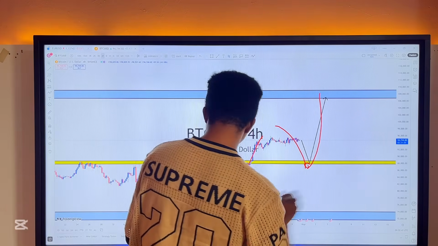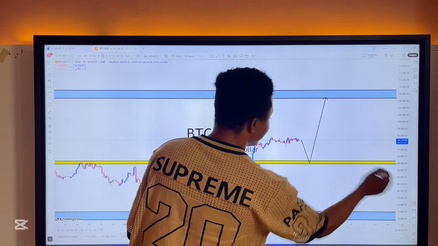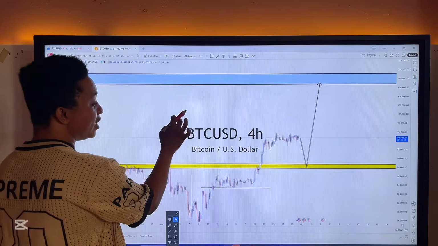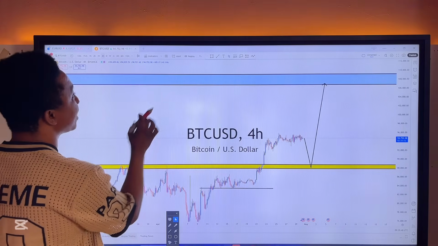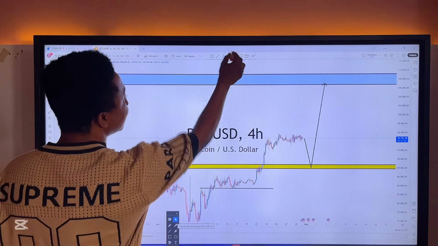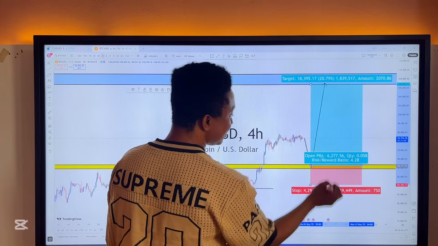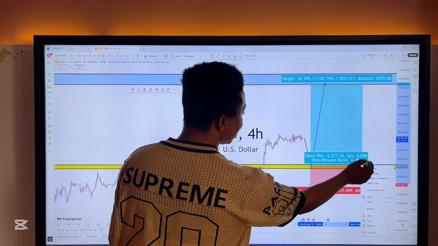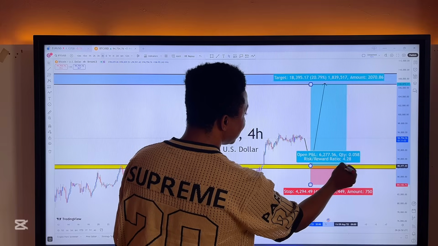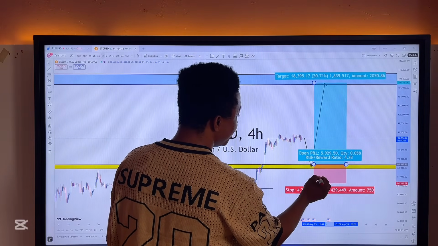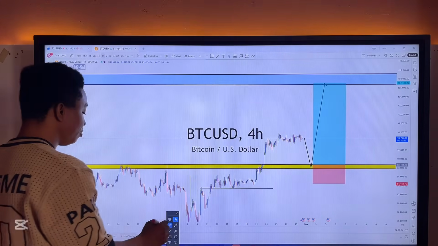So BTC USD, why do I keep saying Euro USD? Right, so this is BTC USD, and this is exactly how we are going to pick our entry. I'm patiently waiting. I've been waiting for this pair for about 2 weeks now, because I did the BTC USD analysis 2 weeks ago, and we are still waiting patiently.